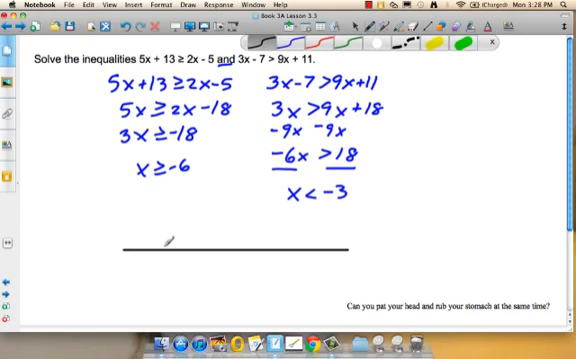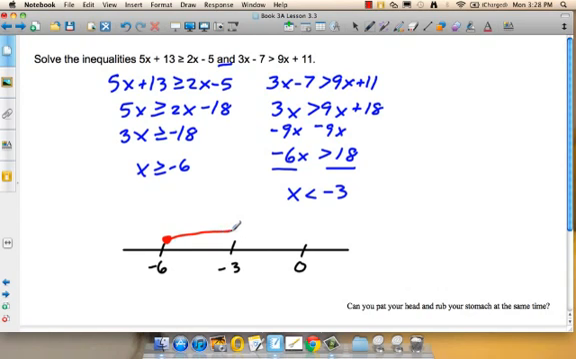So let's take my values here of negative 6, negative 3, and then 0. There's my number line. My first solution, x is greater than negative 6. I have the solid dot because negative 6 is part of my solution. X's value is greater than that. And then I have my second solution, x is less than negative 3. So an open dot at negative 3, continuing on this way.